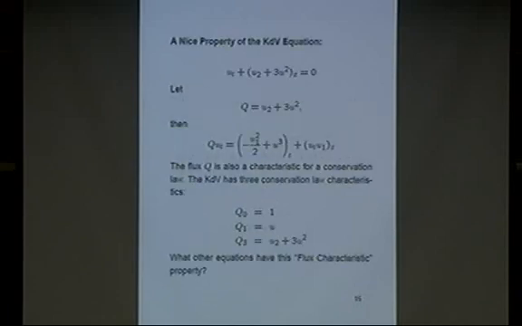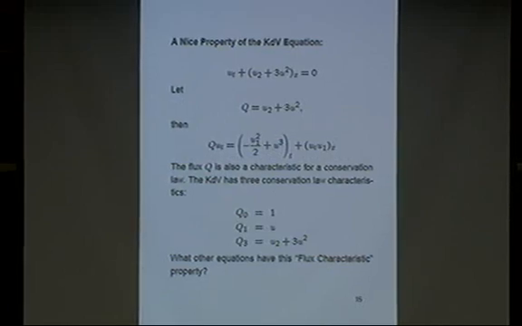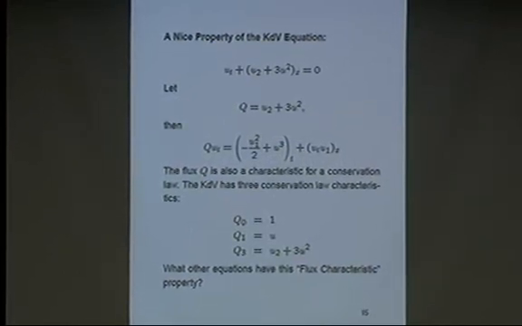Okay, well, let's go on to something else now. And now for something completely different. It wouldn't be a conference on conservation laws without somebody mentioning the KdV. We're going to hear more about that anyway in the next lecture.